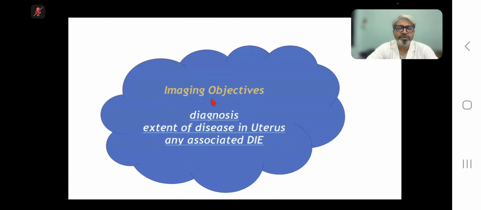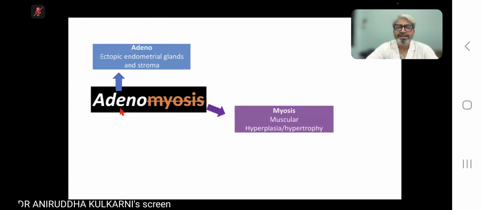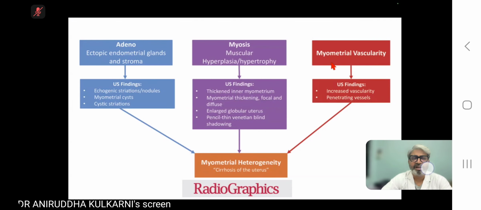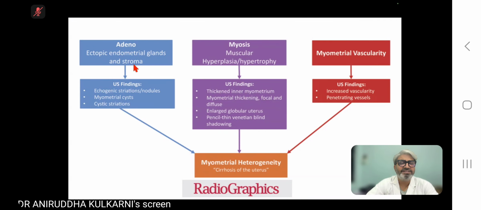The imaging objective in cases of adenomyosis is the diagnosis, the extent of the disease, and whether, along with adenomyosis, any additional features of deep infiltrating endometriosis are present or not. Now, let us break down this term, adeno and myosis. Adeno means ectopic endometrial glands and stroma. Myosis means muscular hypertrophy or muscular hyperplasia. So RadioGraphics coined the term myometrial heterogeneity, which is characterized as equivalent to cirrhosis of the uterus, and that is because of adenomyosis and myometrial vascularity. So adeno means ectopic endometrial glands and stroma.